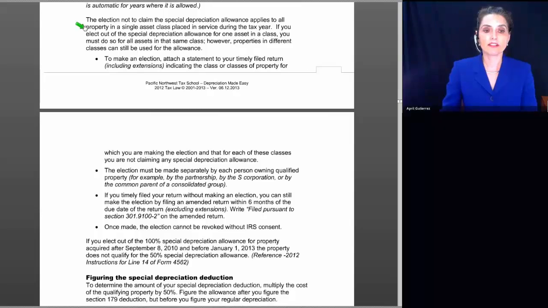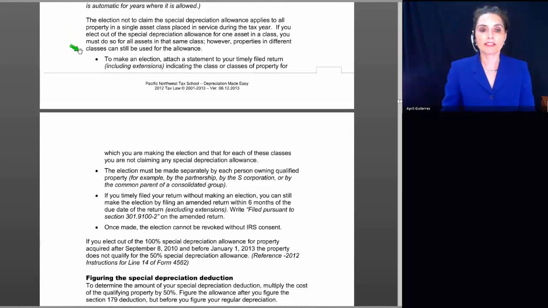So the election not to claim the special depreciation allowance applies to all property in a single asset class placed in service during the tax year. If you elect out of the special depreciation allowance for one asset in a class, you must do so for all assets in that same class. However, properties in different classes can still be used for the allowance.